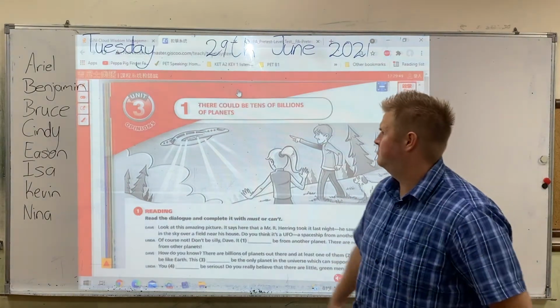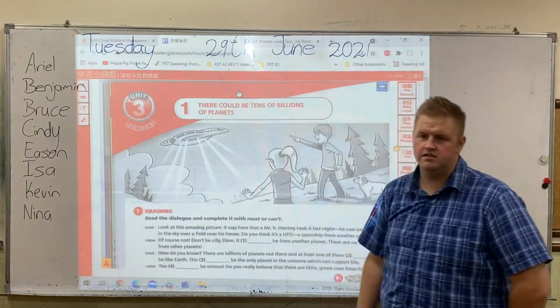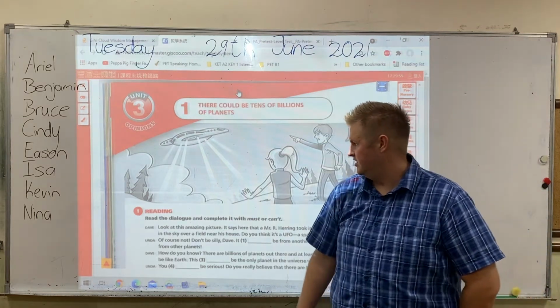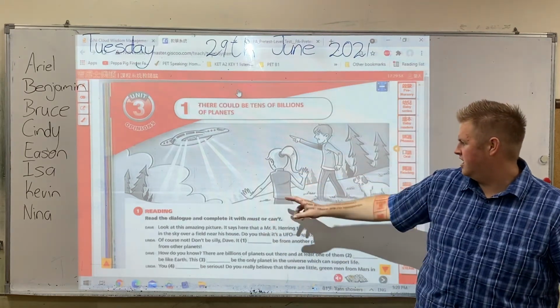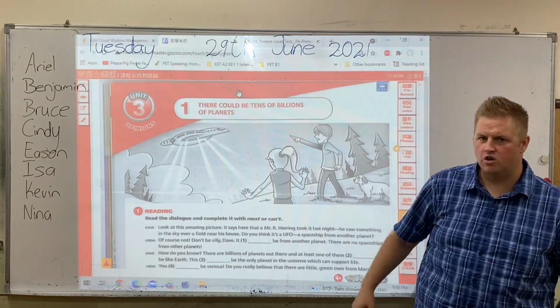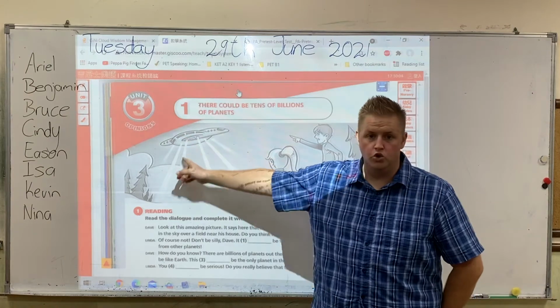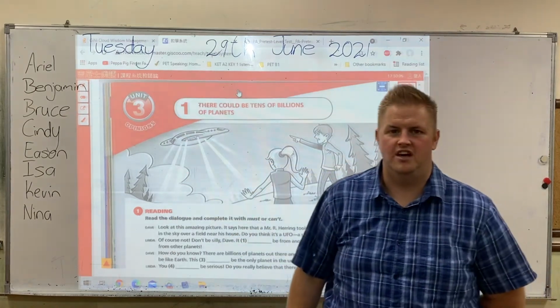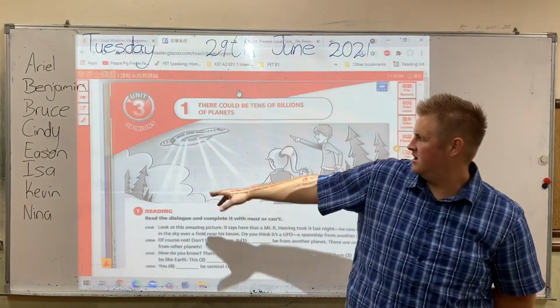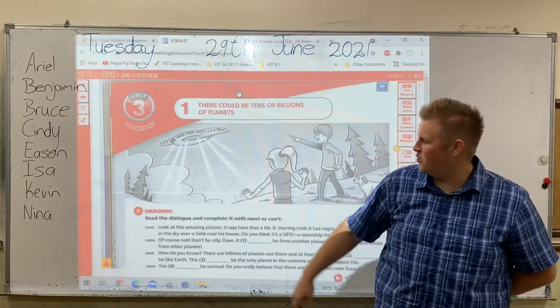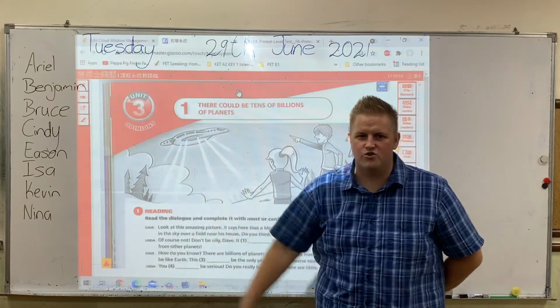So at the top, there could be tens of billions of planets. Here we see a guy and a girl with their dog walking in the forest and seeing a UFO. A UFO. Unidentified flying object. So, an alien aircraft.